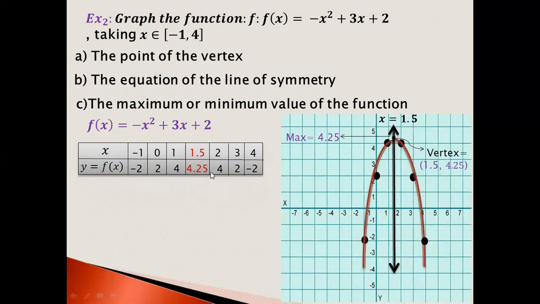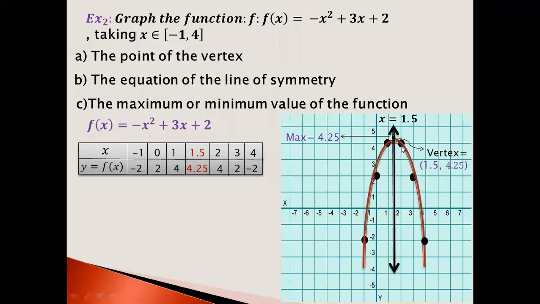Now we can plot these points on the two coordinates, x-axis and y-axis. The first point, -1 and -2, is located here. And the point 0 and 2 is located here, and the point 1 and 4 is located here, and the point 2 and 4 is located here.